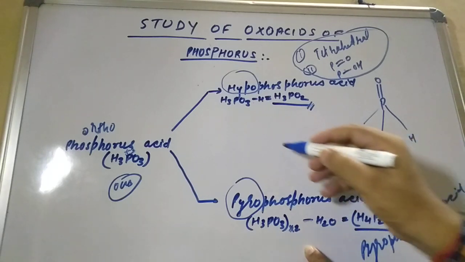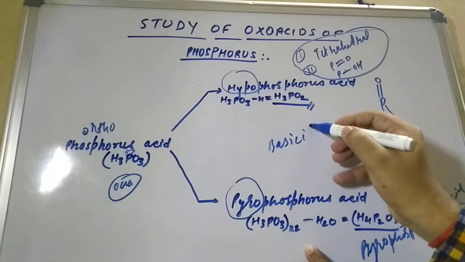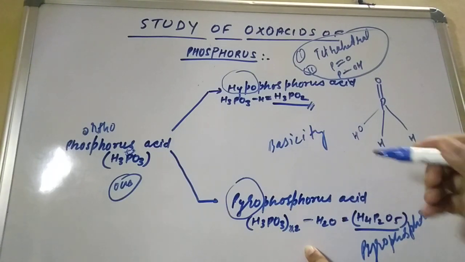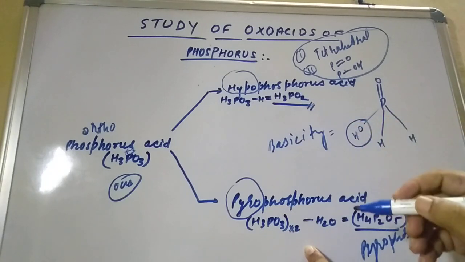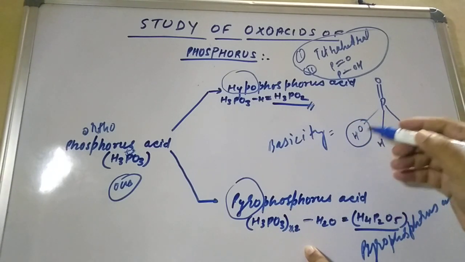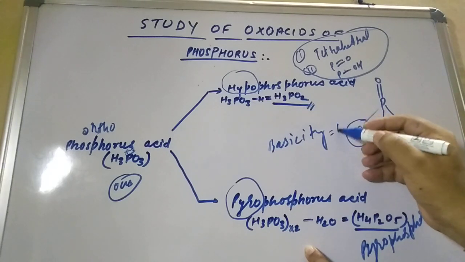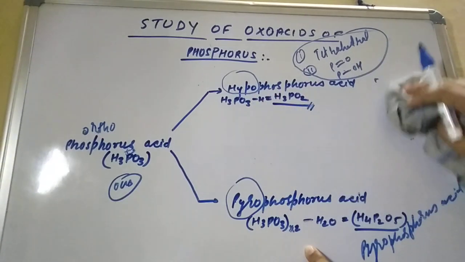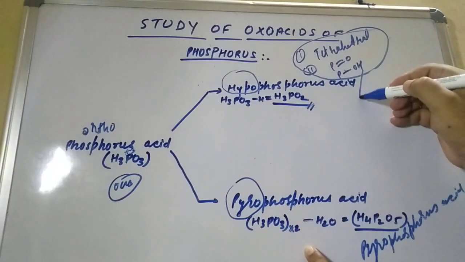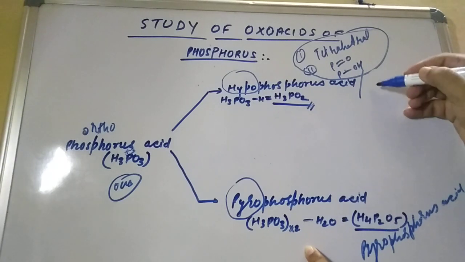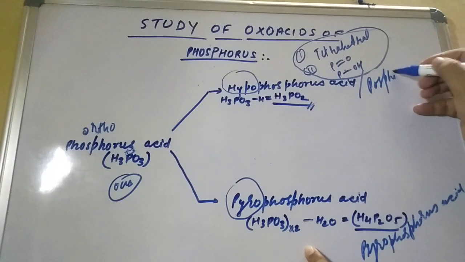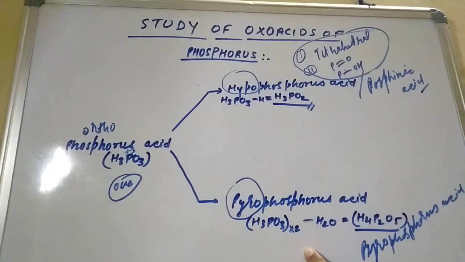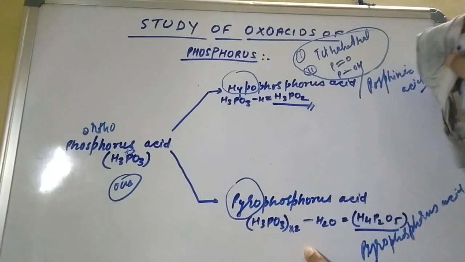They ask about basicity. To find the basicity, count how many OH groups are there; that many is the basicity. Here there is only one OH group, so the basicity is 1. Another important thing to memorize: hypophosphorus acid is also known as phosphinic acid.